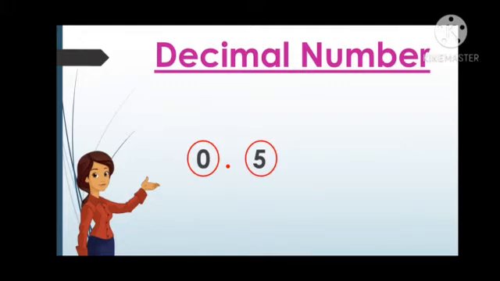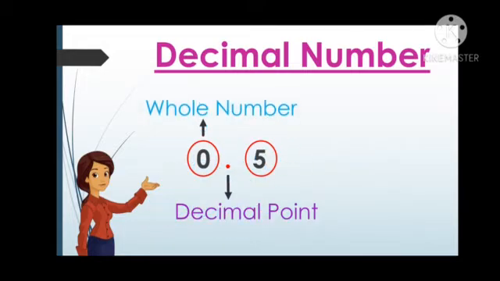Consider the decimal 0.5. The dot between 0 and 5 is called a decimal point. The number to the left of the decimal point is called the whole number part. The number to the right of the decimal point is called the decimal part.